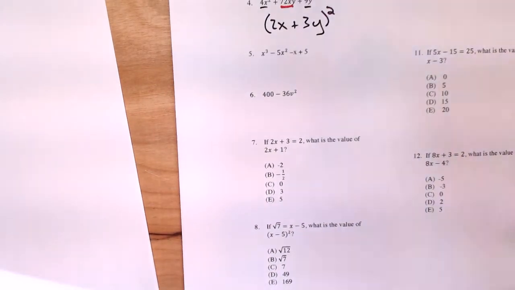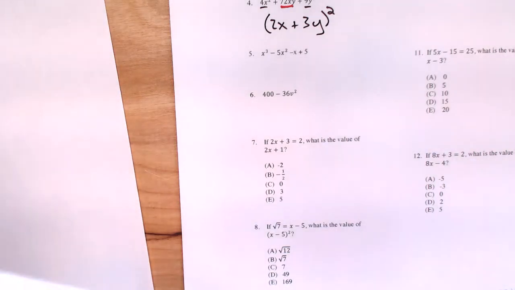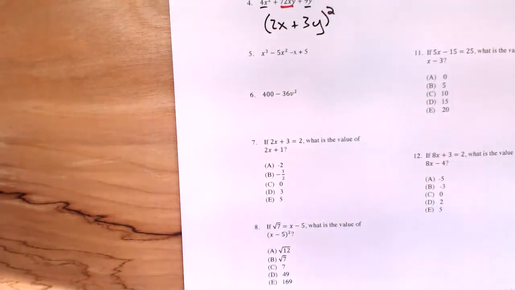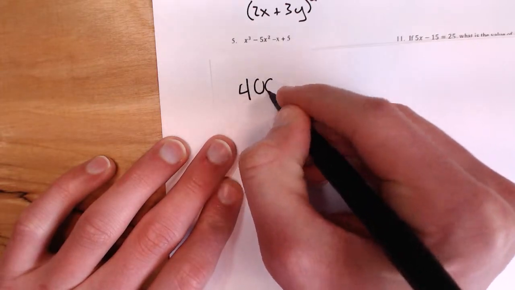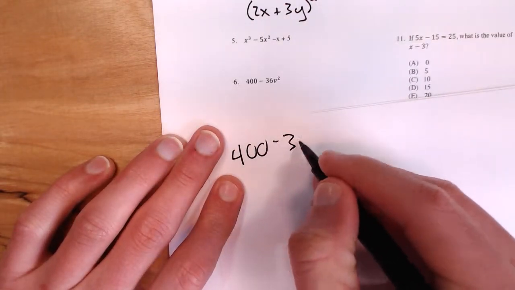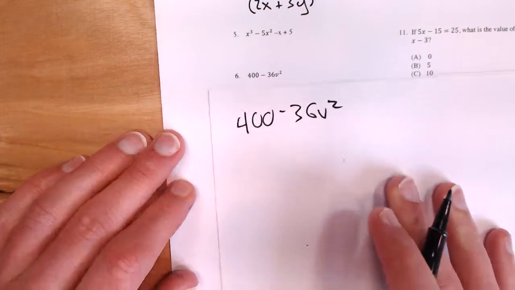Number 6 says 400 minus 36v squared. And on these, I always want you to think about GCF factoring first. So always try to think about GCF first, because it might make your life easier. So let's see, can we GCF factor this? I'm going to write down the problem. It says 400 minus 36v squared.